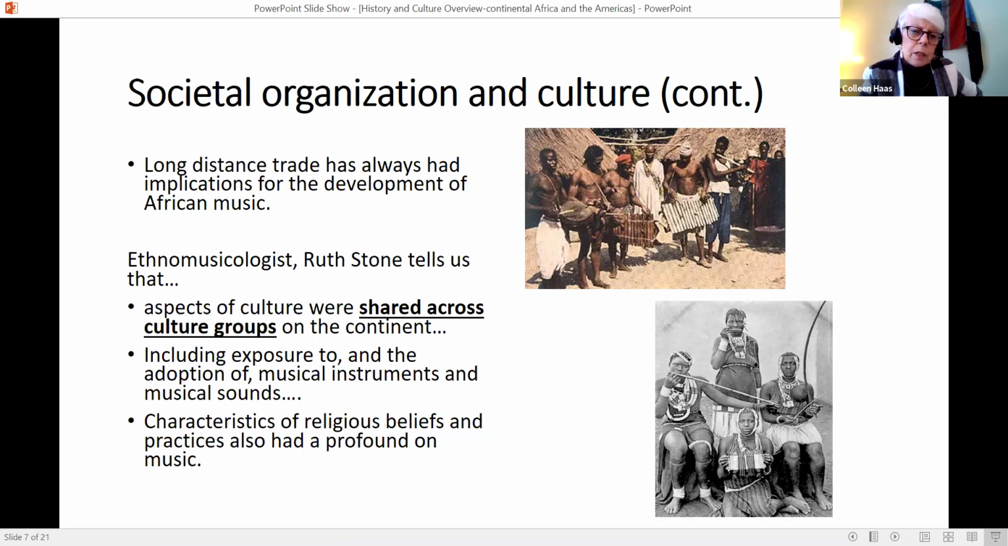Also characteristics of religious beliefs. Even if they were in this large category of African religions, they would have had commonalities, but also distinct differences and perhaps influences in that way. And religion had a profound impact on early music.